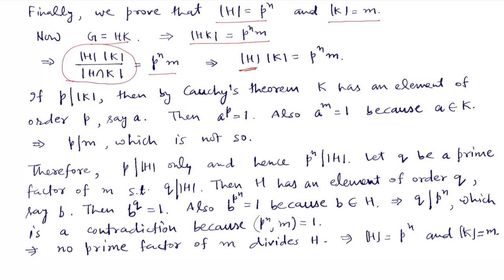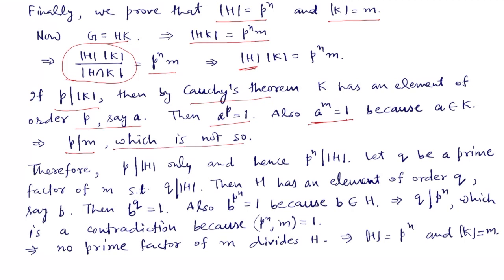Now if p divides order of K, then by Cauchy's theorem, K will have an element of order p, say a. So a will be killed by p, a to the power p is 1. But because a is in K, a to the power m is also 1. So a is killed by any other integer, so its order will divide m. So p divides m, which is not so.